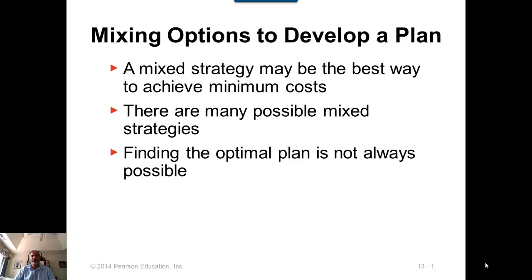So when you start developing an aggregate production plan, usually you will be mixing several different options and coming up with a plan. So a mixed strategy may be the best way to achieve minimum cost. But before we get to the mixed strategy, we need to find out what the different ways are in which we can develop a production plan. So finding the optimum plan is not always possible, but we're going to try to do our best.